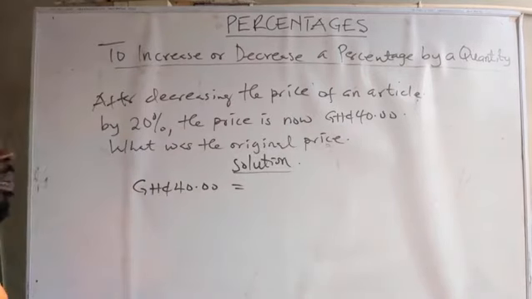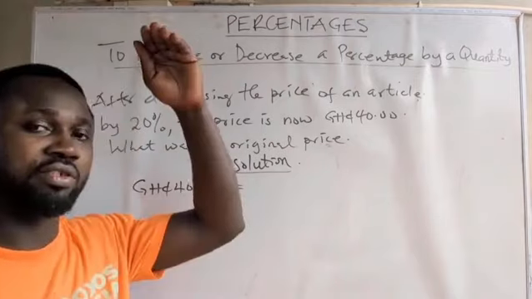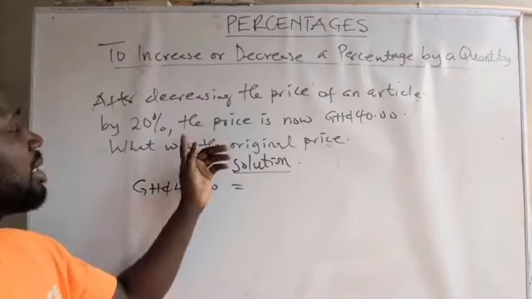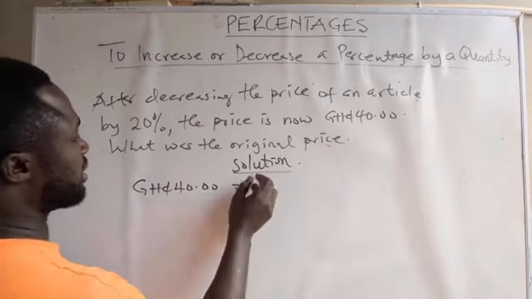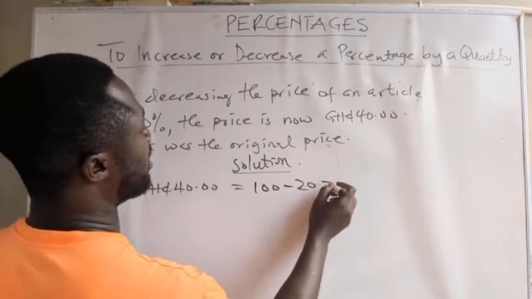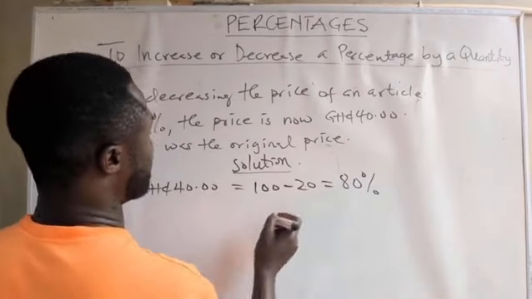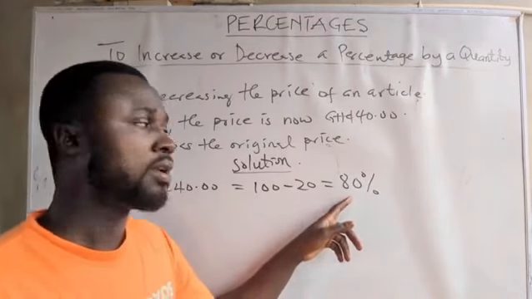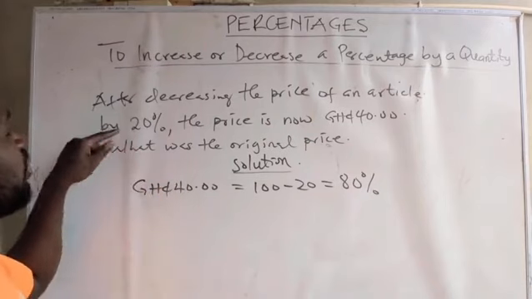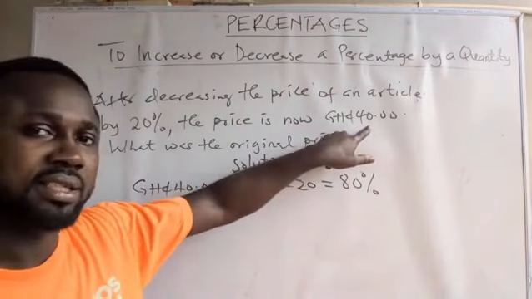So the price of the article was 100. It was decreased by 20, and the price is now 40. So if it is decreased by 20, then what is the percentage? That is 100 minus 20, and that will give us 80%. So this 40 Ghana cedis is 80%. So after it was decreased by 20%, the price is this.